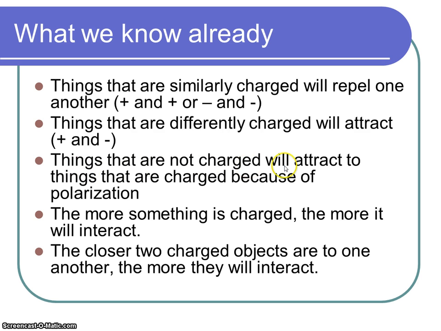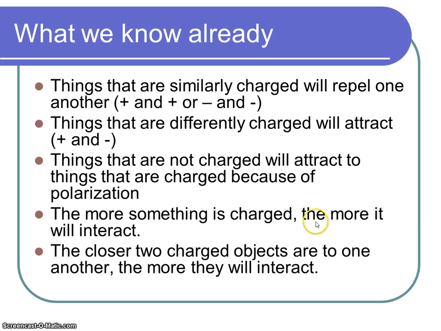Things that are not charged will attract to things that are charged because of polarization. And remember, we talked about and observed how if I have a charged object and I bring it next to an uncharged object, which we used paper bits mostly as our uncharged object, then we see that there is an attraction between them. And we talked about how that attraction occurs because we get a shift of negative charges within our uncharged object, which creates the poles in the object, which allows one side of it to attract to my charged object.